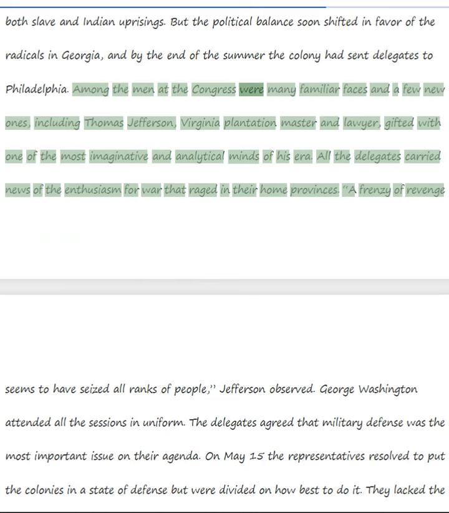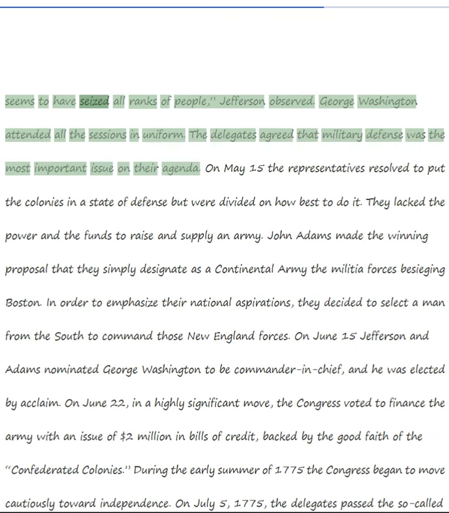Among the men at the Congress were many familiar faces and a few new ones, including Thomas Jefferson, Virginia plantation master and lawyer, gifted with one of the most imaginative and analytical minds of his era. All the delegates carried news of the enthusiasm for war that raged in their home provinces. "A frenzy of revenge seems to have seized all ranks of people," Jefferson observed. George Washington attended all the sessions in uniform.